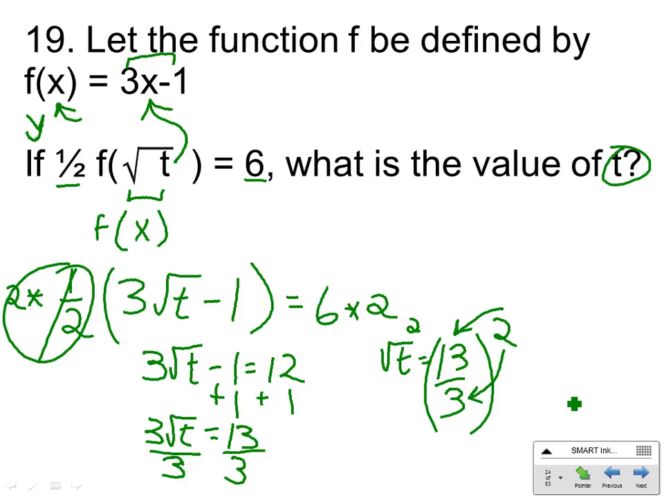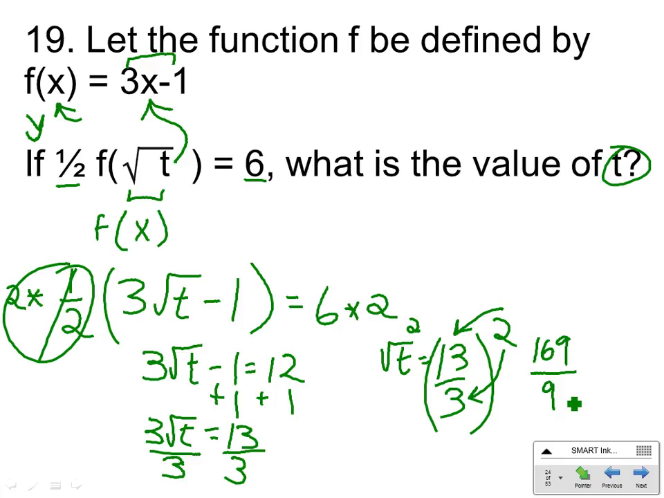So 13 times 13, just gonna double check. Ideally, it would be ideal if you could memorize all of these perfect squares. So it's 169, and 3 squared is 9.